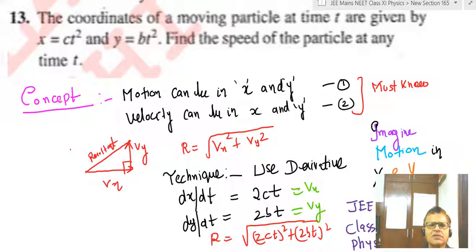Remember, imagine the motion as just not x-axis but x, y, z. When I say motion, I mean position, I mean velocity, I mean acceleration. Each of the physical quantities can be in all the three axes now. You're in class 11th, no longer in class 9th standard.